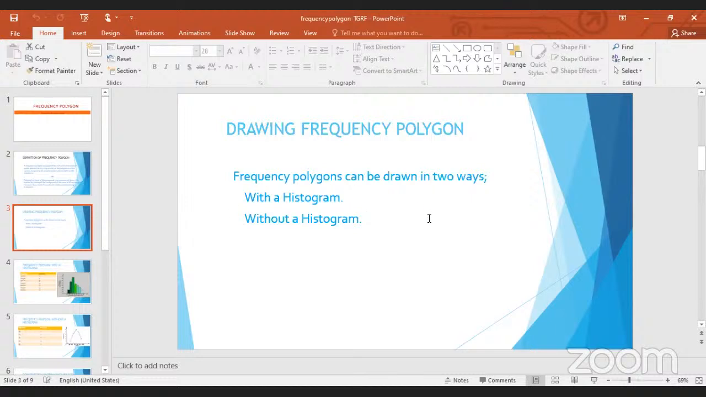The next thing is how to draw a frequency polygon. We can draw a frequency polygon by hand on paper, or we can draw it in an Excel sheet. Today we're going to talk about how to draw a frequency polygon in an Excel sheet or Google Sheet. There are two methodologies: we can draw it either with the help of a histogram, or without a histogram.